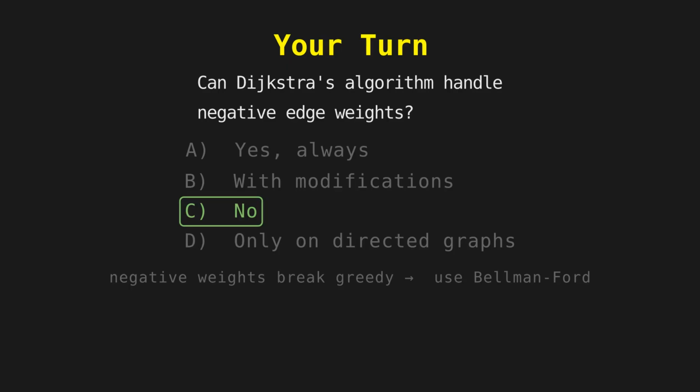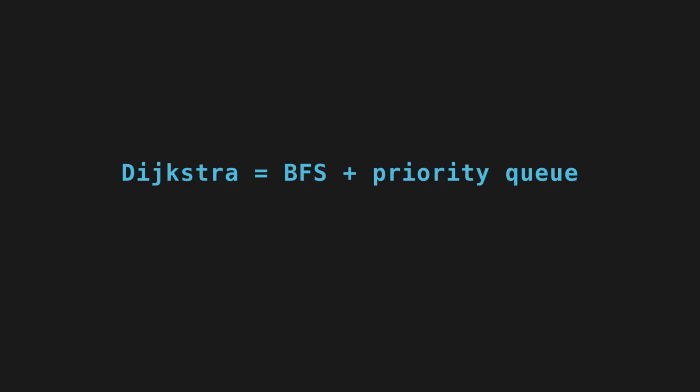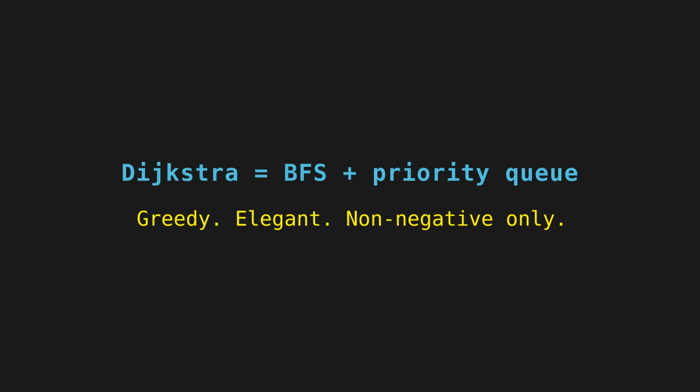Dijkstra is basically BFS with a priority queue. Greedy, elegant, and the right tool for shortest paths in weighted graphs. Just keep those edge weights non-negative and you're set.